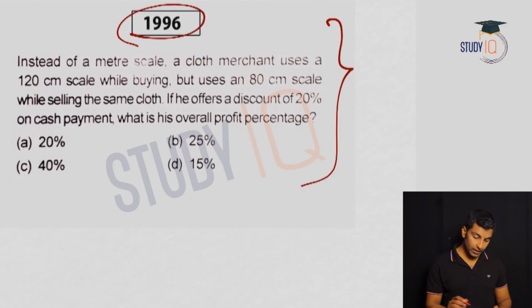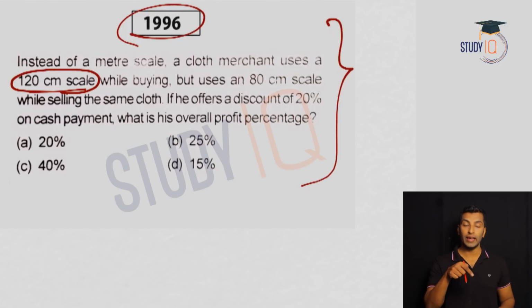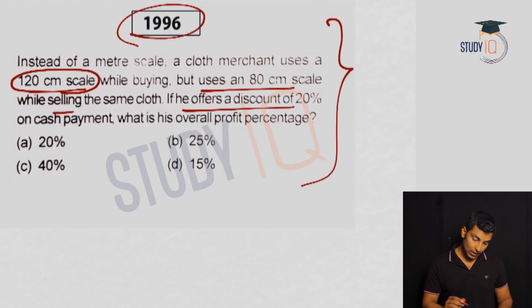Okay, how will you answer this question? What is given? Instead of a meter scale, a cloth merchant uses a 120 centimeter scale while buying. So when you're buying, you are using a 120 centimeter scale, so he is getting 20 centimeter extra, but uses an 80 centimeter scale while selling. So he is selling 20 centimeter less, and he offers a discount of 20% on cash payment.